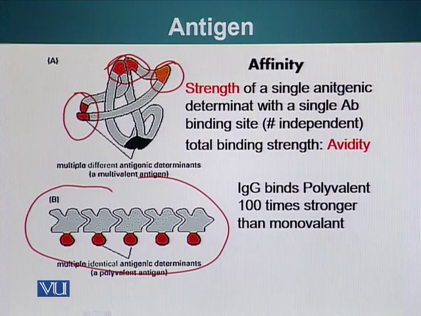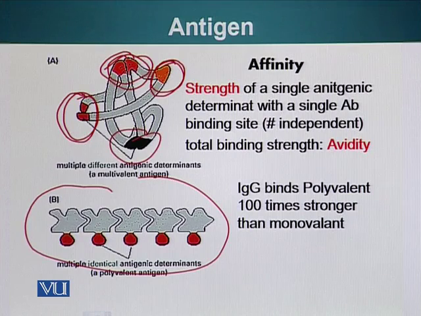And we can also have antigens which are recognized by different or multiple antibodies. Those types of antigens are called multivalent antigens, since this antigen, for example, can bind one type of antibody here, a different type of antibody here, a different type of antibody here, and yet a different type of antibody at this region. So affinity is the strength of a single antigenic determinant with a single antibody binding site, and it is number independent. The total binding strength of an antigen is called avidity.